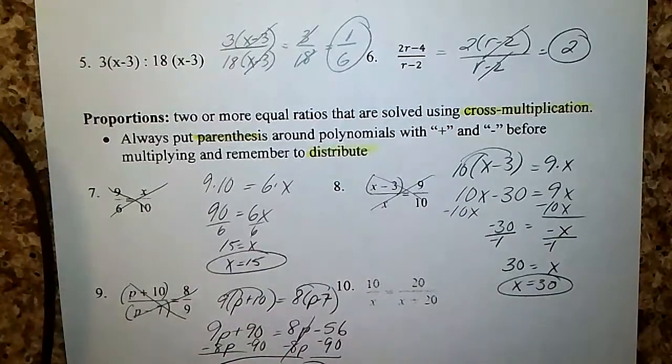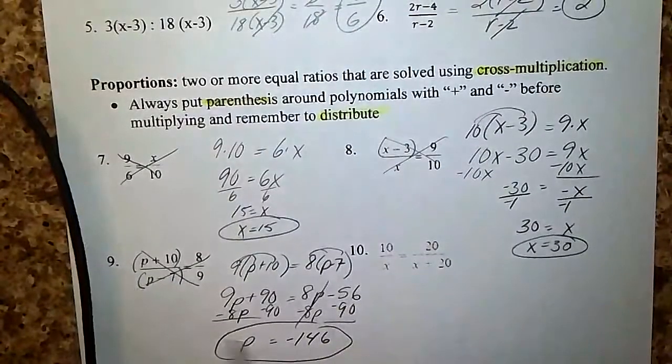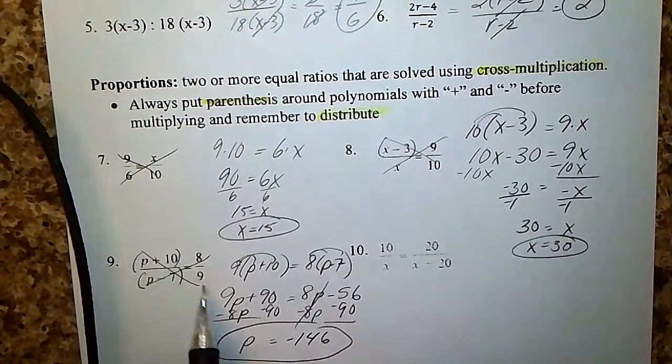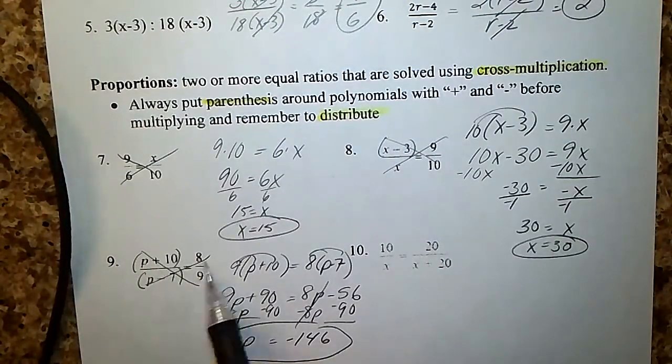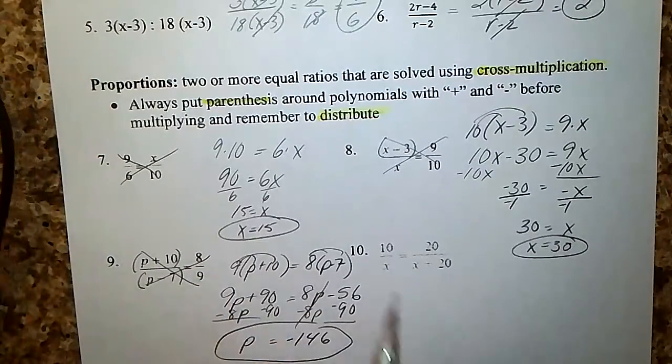You can always plug in the value there. You can always plug that negative 146 in here, add 10, cross multiply with the 9, see what happens. Multiply those together, see what happens when you also plug it in over here, subtract 7 and multiply by 8. So you can always check your work there by plugging the number back in.